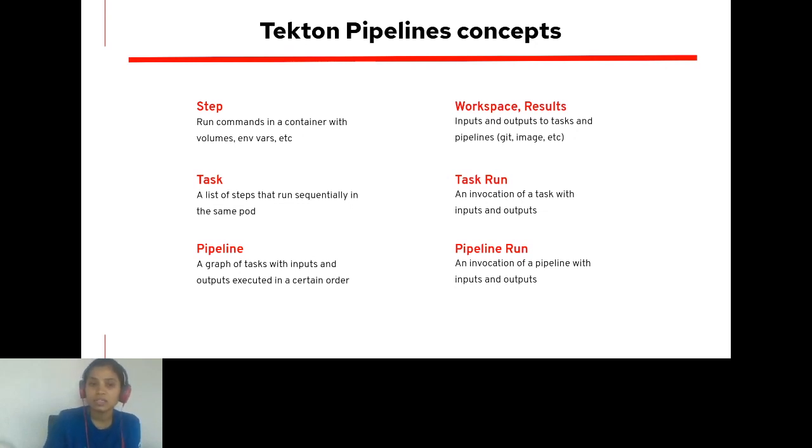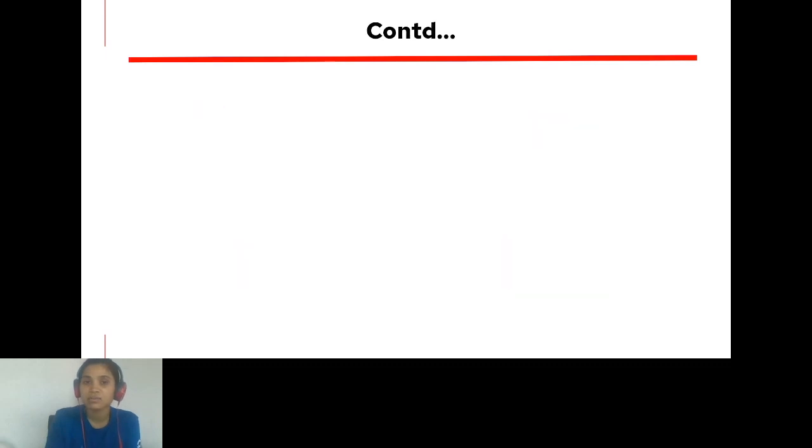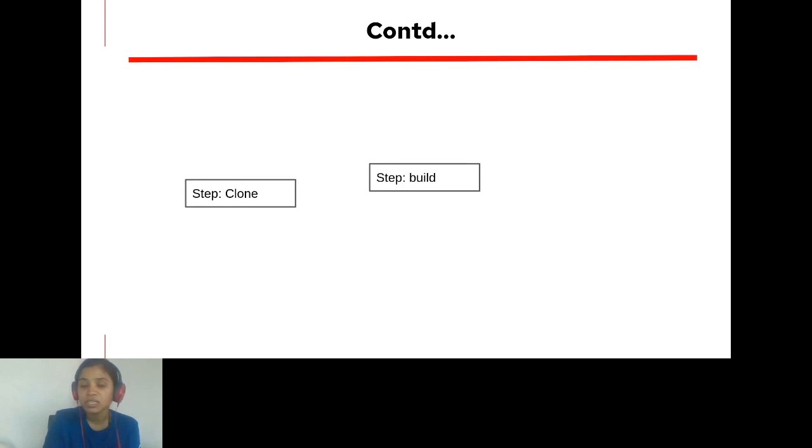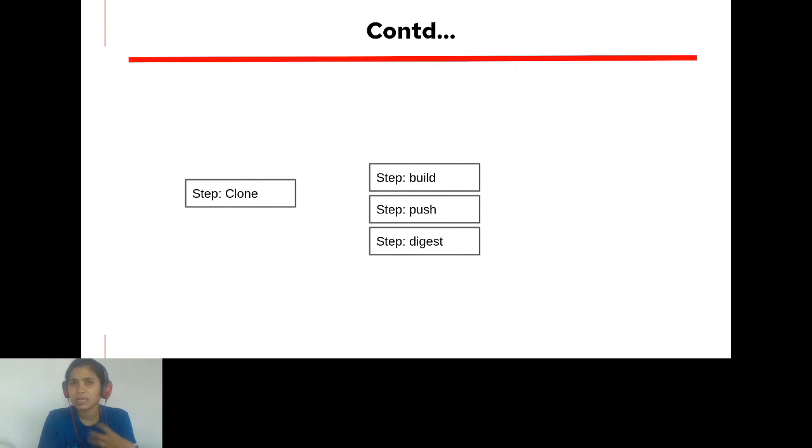Moving on, instead of showing it this way, I just want to explain those concepts in a diagrammatic view so that it will be easy to understand how they are interconnected with each other. I'll take a scenario of cloning the code, building the code and image, and then pushing that image to the registry, and then finally getting the digest. Getting the digest is to make sure the push is successful. And then finally, I'll deploy that image using kubectl.